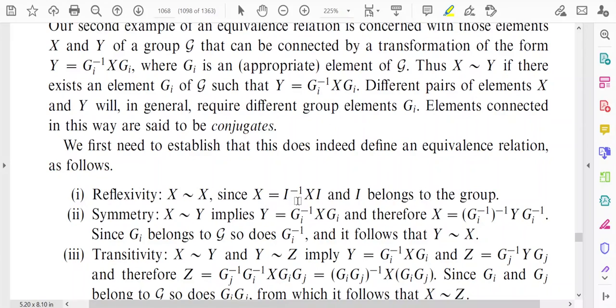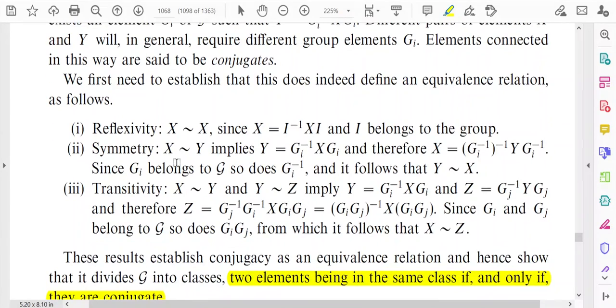This relation, which has been found from this relation only, establishes that x is equivalent to x, that is, it suggests the reflexivity relation. Another property is symmetry.